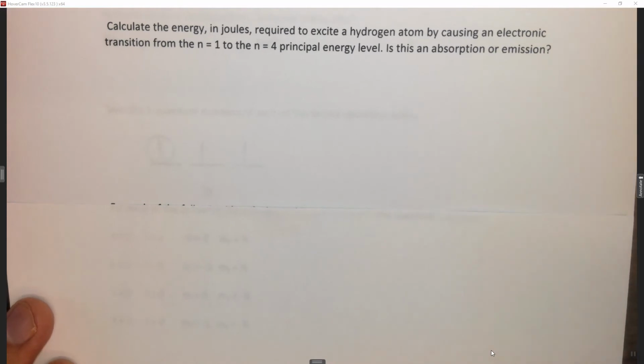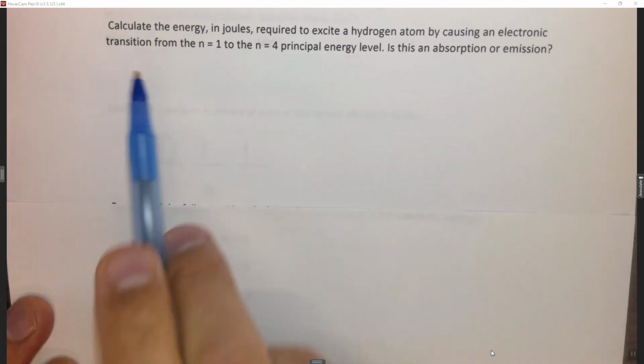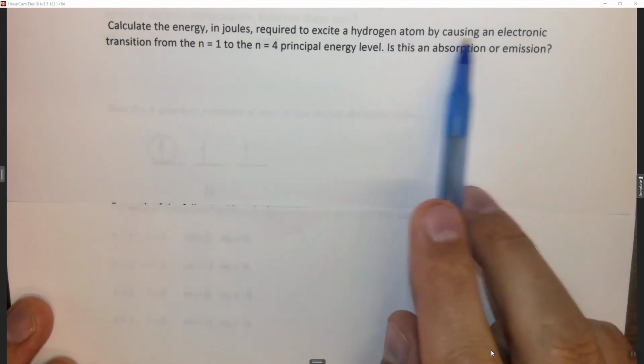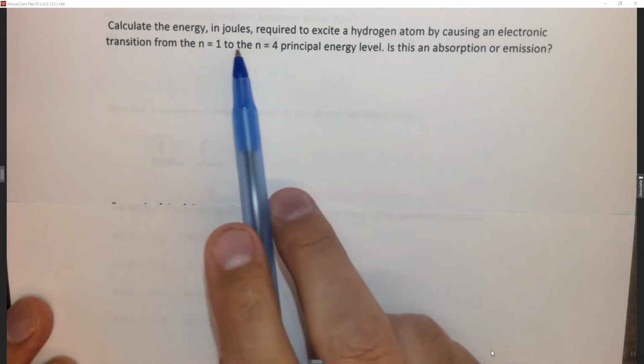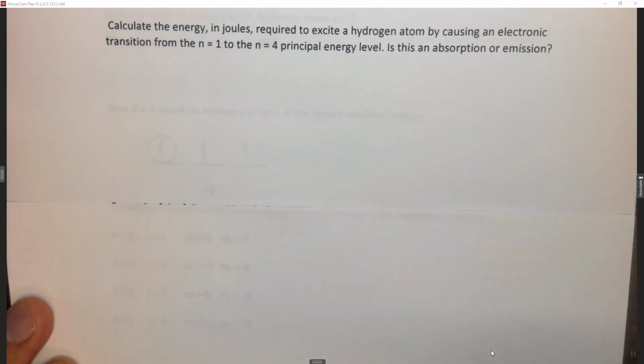In the previous question, we were asked to rank emissions. In this case, we're asked to actually calculate the energy of one absorption or emission. So let's take a look. It says calculate the energy in joules required to excite a hydrogen atom by causing an electronic transition from n equals 1 to n equals 4 principal energy level. Is this an emission or an absorption?